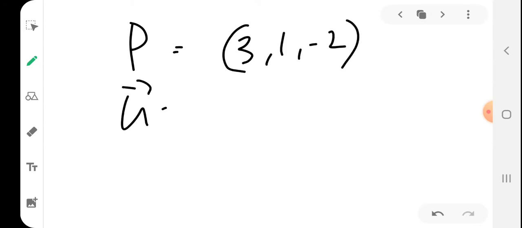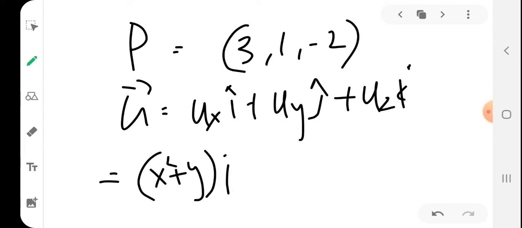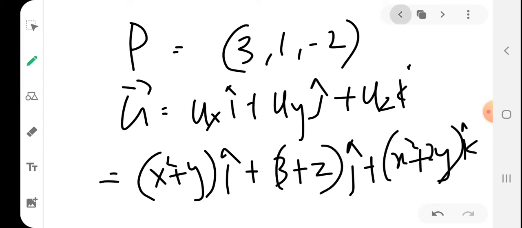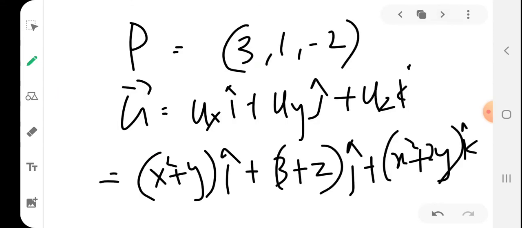The u vector is also given in the form of ux i plus uy j plus uz k. Actually in the question it is (x square plus y) i plus (3 plus z) j plus (x square plus 2y) k. So x square plus y, 3 plus z, and x square plus 2y. This is given. You have to find the deformed position, P dash. What is our question? P dash is the unknown. P dash should be found out.